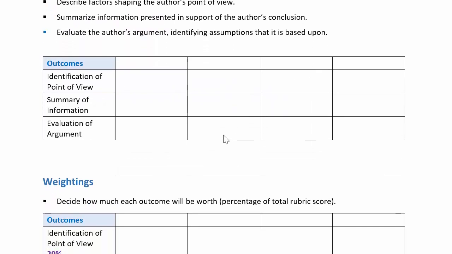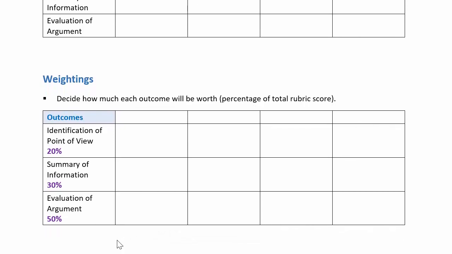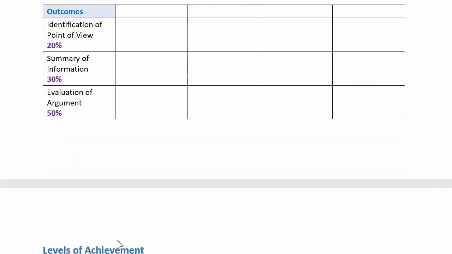The next step is to assign weightings. So you decide how much each outcome will be worth as a percentage of the total rubric score. You want it to sum to 100. So in this example, identifying the point of view is 20%, summarizing the information 30%, and evaluation of the argument 50%. So this last standard is weighted more heavily because it's your judgment. But in the case of this example, this is thought to be something that's more important for the student to learn. So those are the weightings.